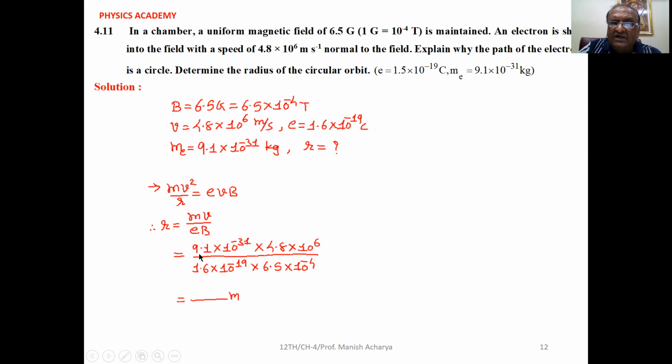M, the mass of the electron, is 9.1 into 10 raised to minus 31. V is 4.8 into 10 raised to 6. Upon the charge e, that is 1.6 into 10 raised to minus 19, into B, that is 6.5 into 10 raised to minus 4. Now solve this one. You will get the radius of its circular path. Clear to all of you?